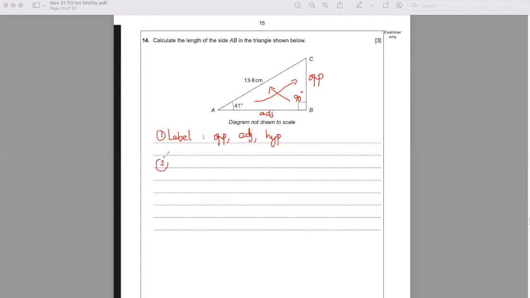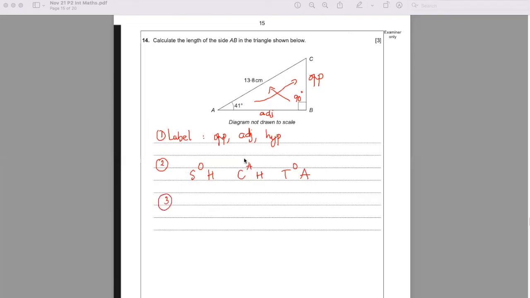The second step, you will write down all the trigonometric identities. So, SOH CAH TOA. Okay, and this is how we remember all these. So sine is equal to opposite divided by hypotenuse. Cosine, or cos, is equal to adjacent divided by hypotenuse. And tan, or tangent, is equal to opposite divided by adjacent.